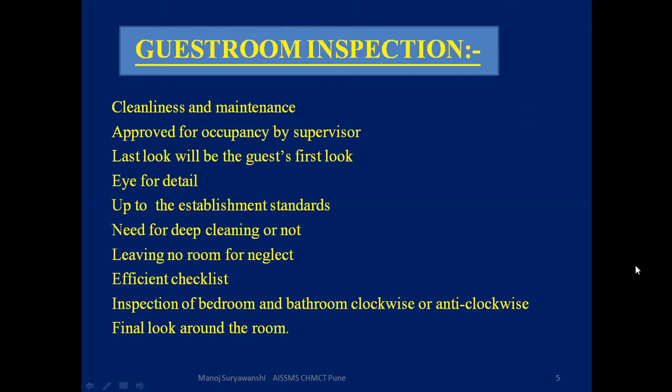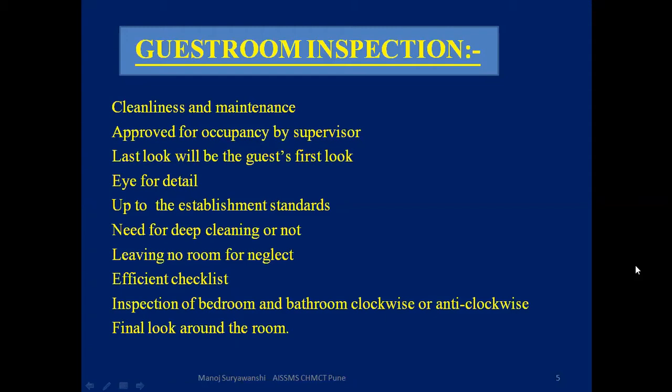Again, next, leaving no room for neglect. There will not be any chance or any space to make any mistakes or to neglect any area of the guest rooms. So while inspecting the guest room, the supervisor will go and check each and every corner, each and every furniture, each and every electrical appliance properly and thoroughly, so that when the guest comes, he or she will not face any problem, and will not call again and again to the front office or housekeeping department. So that is why there is no room for negligence.